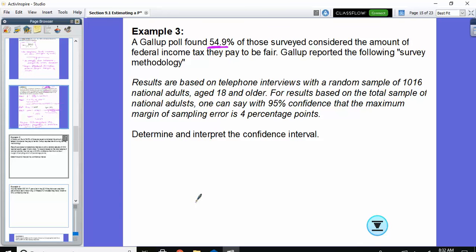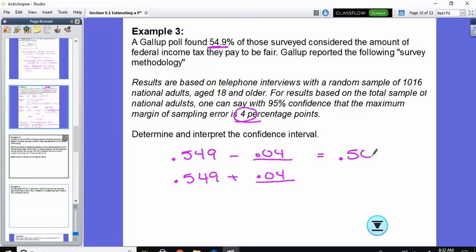So, this was our proportion, right? When you build a confidence interval, you do your proportion minus your margin of error and your proportion plus the margin of error. What was our margin of error here? 4 points. 4 percentage points. So that would give me a confidence interval of 0.509 and 0.589.